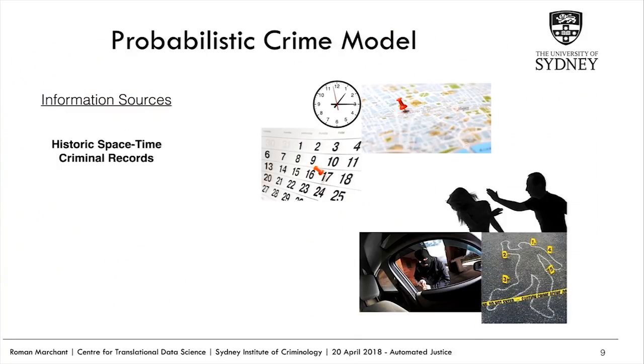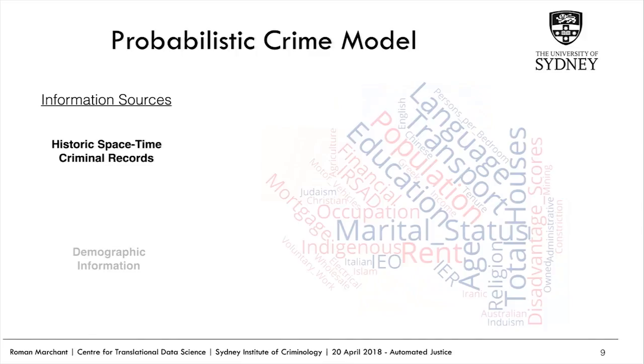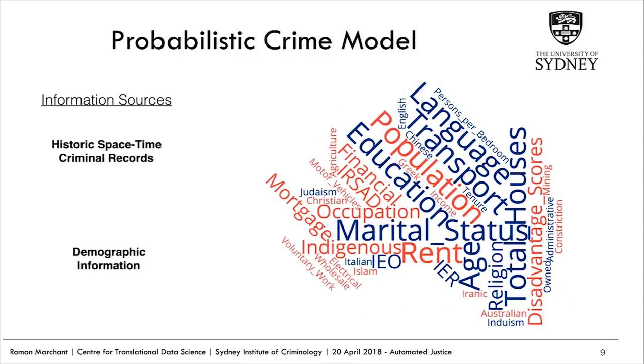So the information sources for the case study that I'll show you today are historical crime records in New South Wales in Australia, which is one of the biggest states, where Sydney is. And we have historical space-time criminal records, so pretty much where each crime happened. And we're also combining that with all the demographic information that we have across Australia. There are actually 8,000 of these variables.